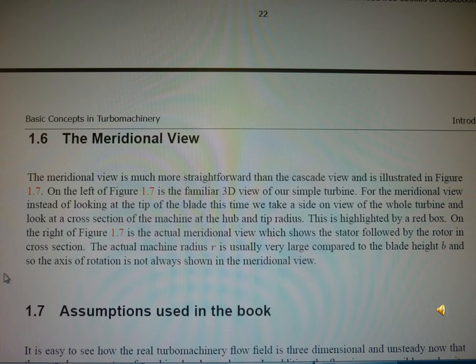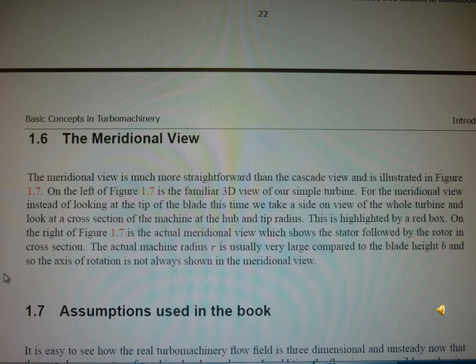The meridional view is much more straightforward than the cascade view, and it is illustrated in the figure. So this is a familiar three-dimensional view of our simple machine. For this meridional view, instead of looking at the tip of the blade, this time we take a side-on view of the whole turbine and look at the cross-section of the machine at the half and the tip radius. This is highlighted by the red box.